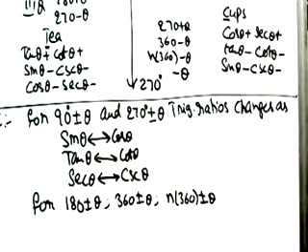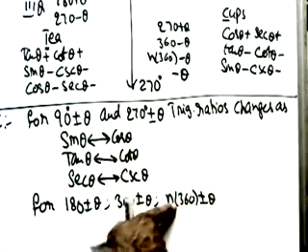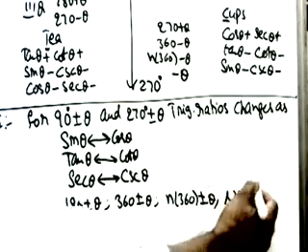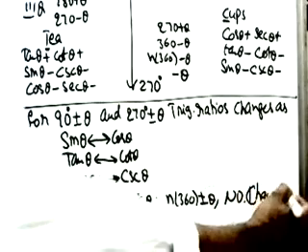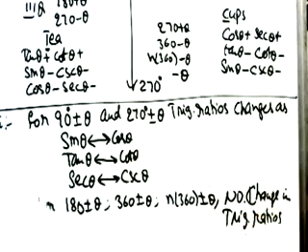Now we must learn this by heart. For 90 degrees plus or minus theta or 270 degrees plus or minus theta, the trigonometric ratios change as sine changes to cos, cos changes to sine, tan changes to cot, cot changes to tan, sec changes to cosec, cosec changes to sec. Now see here, next thing is for 180 plus or minus theta or 360 plus or minus theta or n into 360 plus or minus theta, no change in trigonometric ratios.